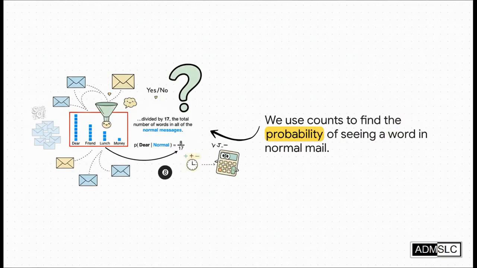Okay, so we've got these raw counts, but here's where it gets clever. We turn those counts into something way more useful: probabilities. So if dear showed up 8 times in a collection of 17 words from our normal emails, we can figure out the probability of seeing dear given that we're looking at a normal message. And the maths is actually pretty simple. 8 divided by 17 gives us 0.47. And we do this for every single word.